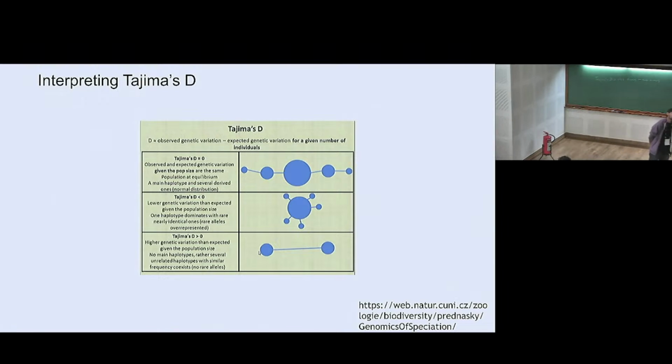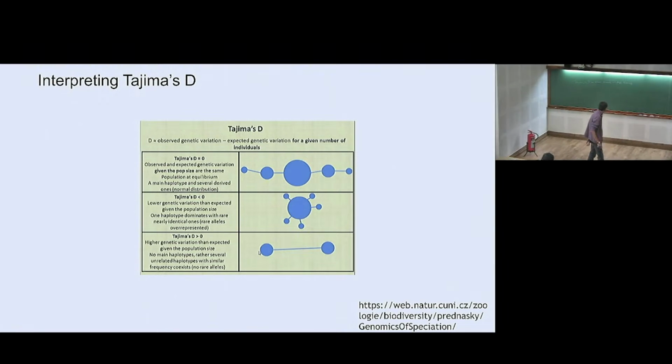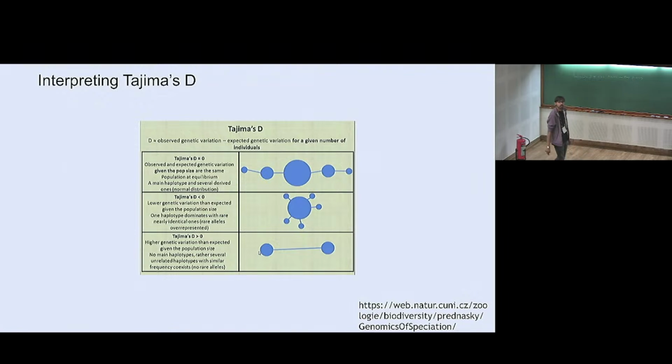Sudden bottleneck will not increase observed diversity. So sudden bottleneck will actually make Tajima's D negative, not positive. I will come to that. I will also ask you what processes other than selection will lead to that. So yes, you've jumped the gun here.